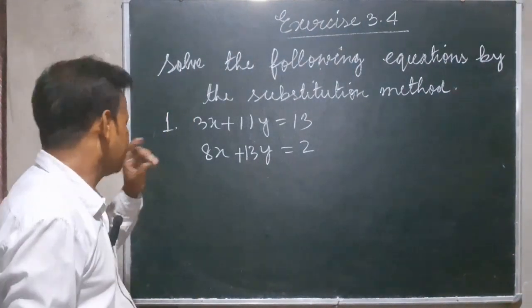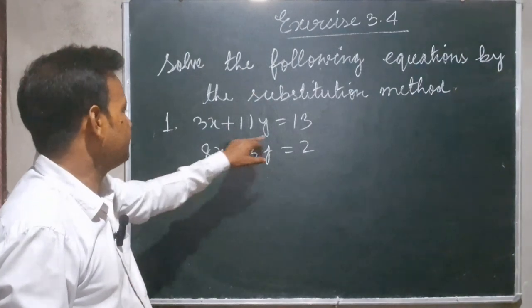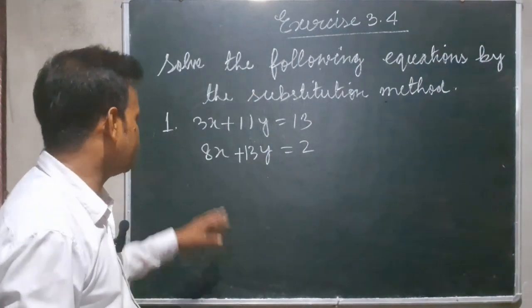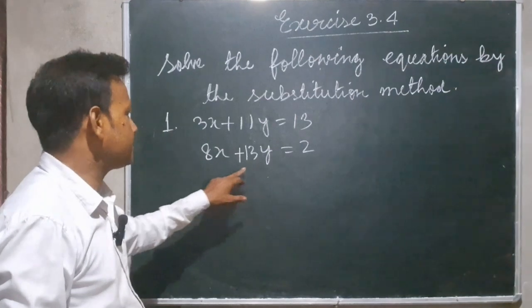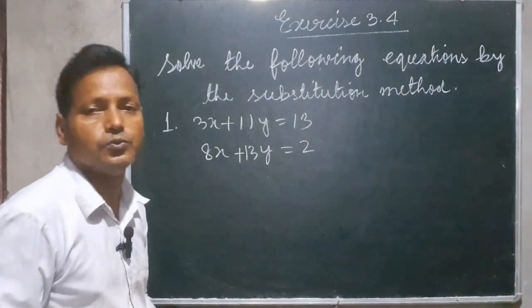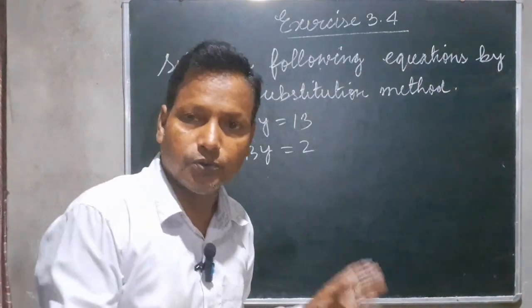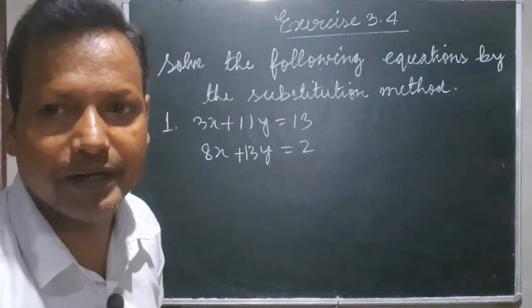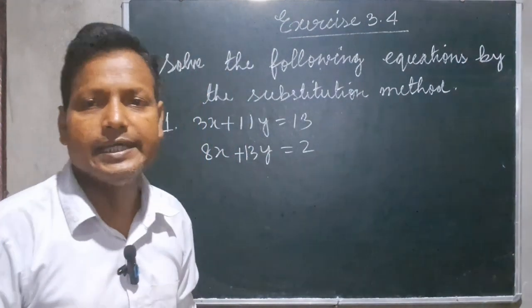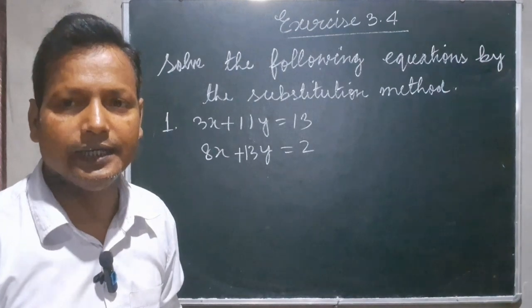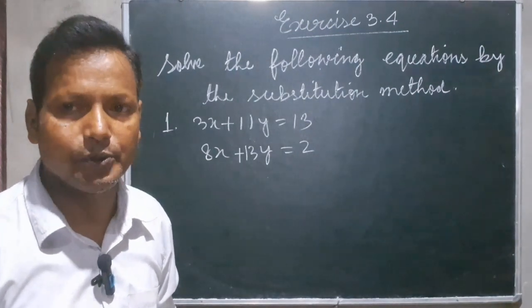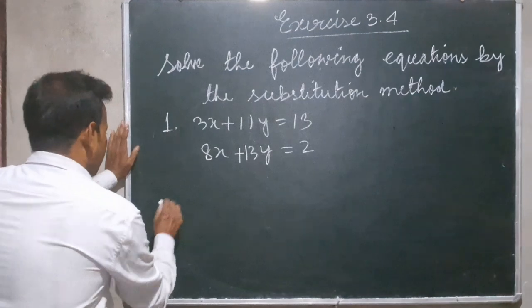Number 1, 3x plus 11y equals 13 and another equation is 8x plus 13y equals 2. From those equations we have to find the values of x and y by the method of substitution. Okay, solution.